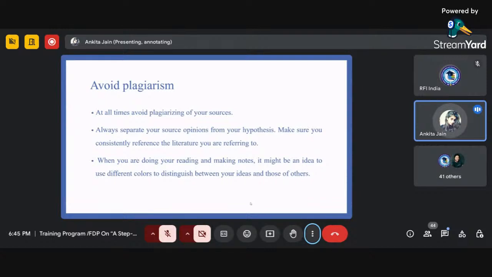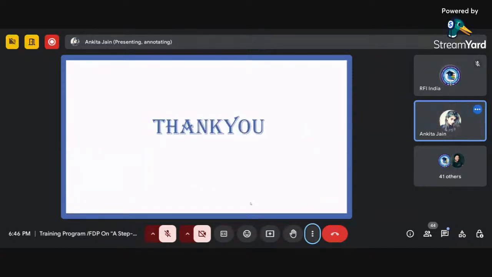When you are doing your reading or making notes, it might be an idea to use different colors, so you can distinguish different ideas. You can write it in your own way, so that it can be different from others' work. So that's it from my side.